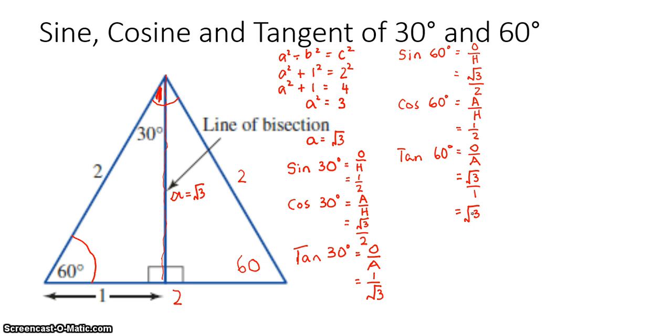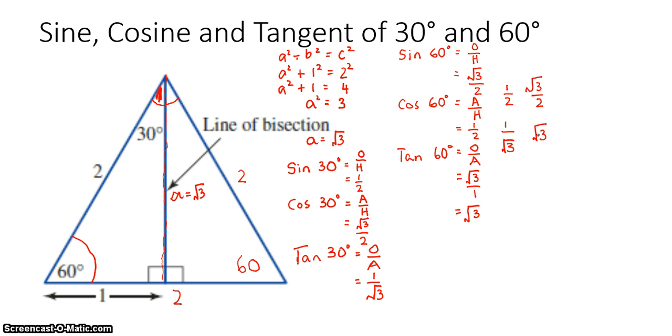So we can see here that when we're looking at the 30-degree angle and the 60-degree angle, the exact values we're concerned with are 1/2, root 3 over 2, 1 over root 3, and root 3.